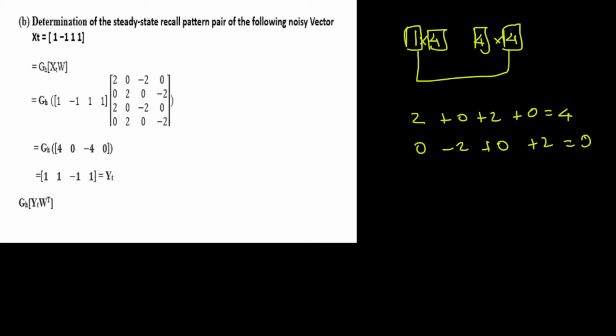Okay, YT is the one we derived, that is 1 1 minus 1 1 right here, and then the weight matrix remains the same. Now we do the multiplication, so you can see this is a 1 row 4 columns, so 1 by 4 matrix, and then 4 row 4 column, which is 4 by 4 matrix. These two are matching, so we can multiply, and this is going to be the output.